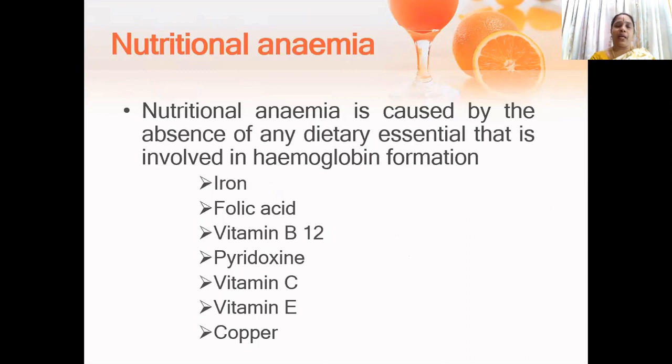Nutritional anemia. Anemia is said to be nutritional anemia if it is caused by the absence of any dietary essential that is involved in hemoglobin formation. The nutrients that are associated with the formation of hemoglobin are iron, folic acid, vitamin B12, pyridoxine, vitamin C, vitamin E, and copper.